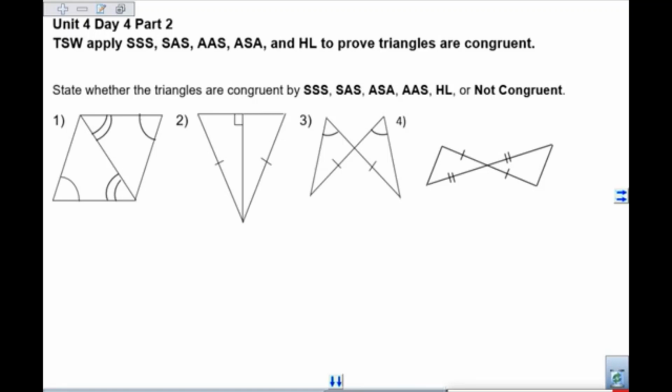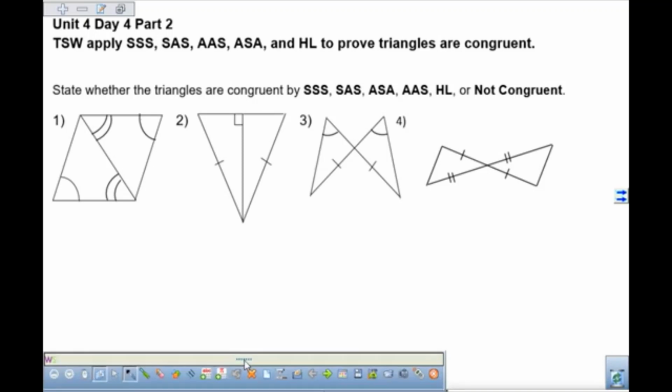So today we are working on shortcuts to prove triangles congruent again. Remember that we had 5 ways to prove that triangles were congruent. Side, side, side; side, angle, side; angle, side, angle; angle, angle, side; hypotenuse, leg. Anything else would be not congruent.